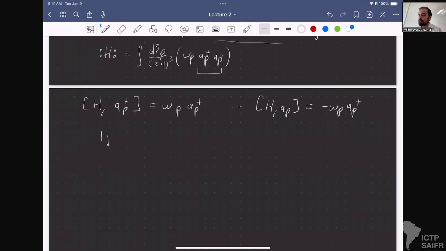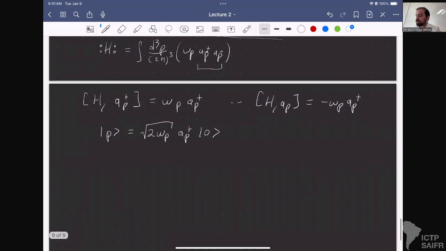And we can define a state |p>. This is just a conventional definition, to be square root of 2 omega_p a_p dagger |0>. This is such that the inner product, or the norm of the states, is going to be given by 2 omega_p (2 pi)^3 delta function.